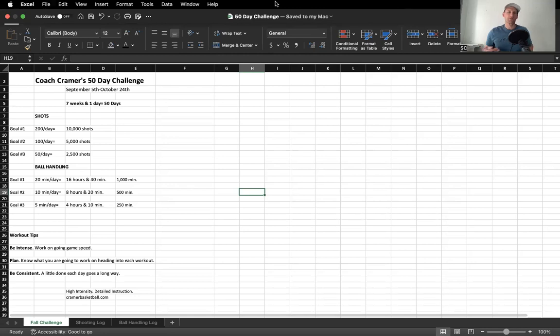And I just put some workout tips at the bottom of this handout. So be intense. After we work on some stance or some fundamentals, get going to game speed. The planning aspect: I understand if our players are working out on their own, they need to know what they're working on going into the workout, not just showing up at the gym or the driveway and thinking they're going to accomplish something.